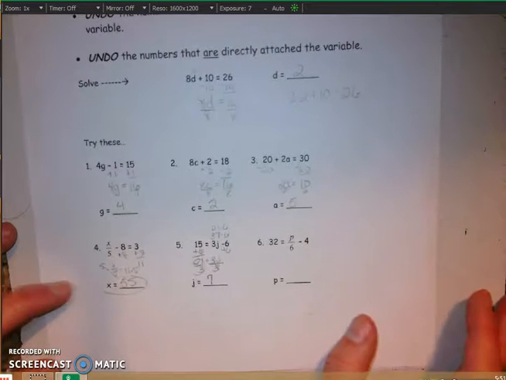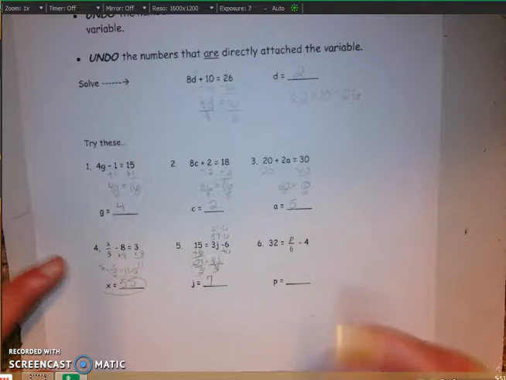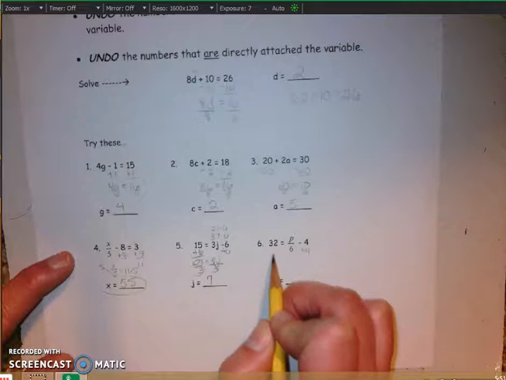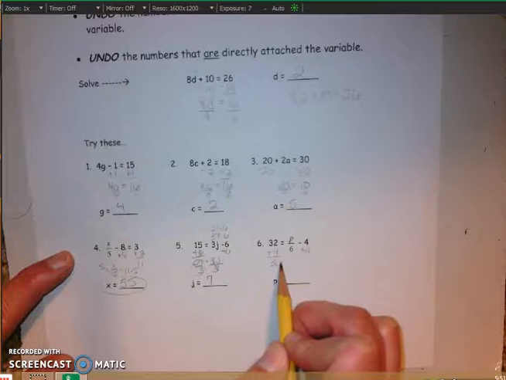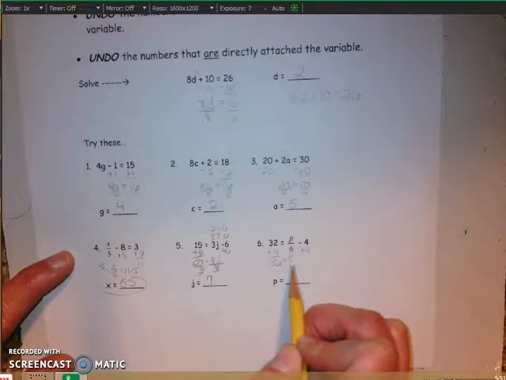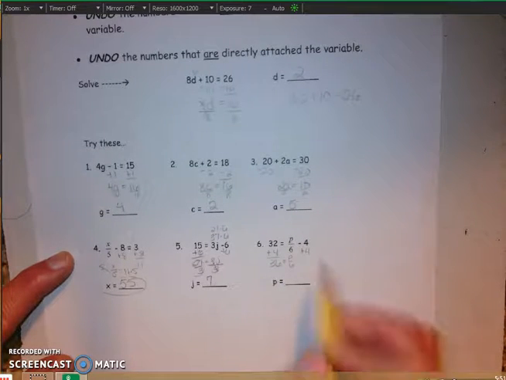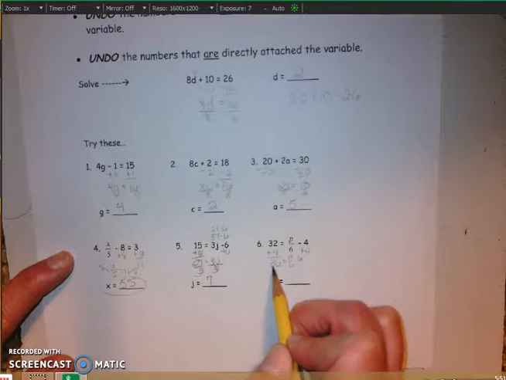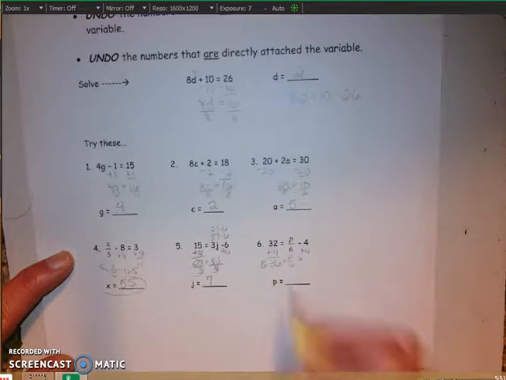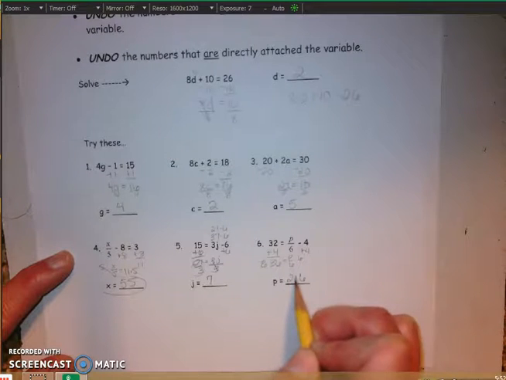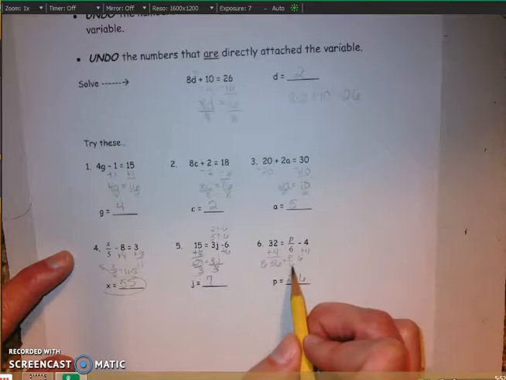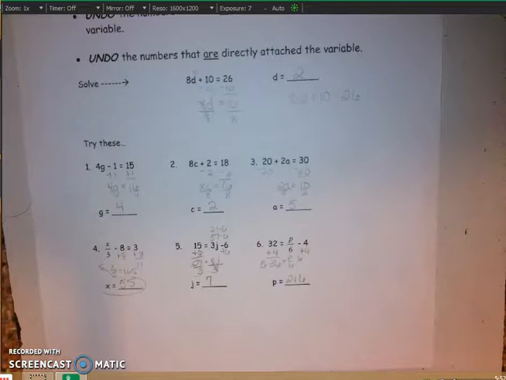Okay, try number 6. Come back and check it. Since it's p divided by 6, make sure you multiply by 6. Times 6 is 36. Don't be fooled. Just because 6 goes into 36, you still have to multiply.